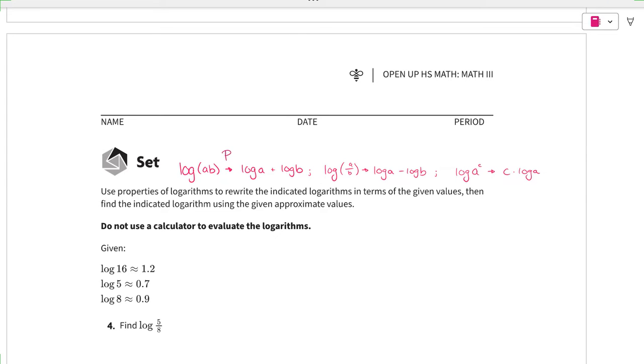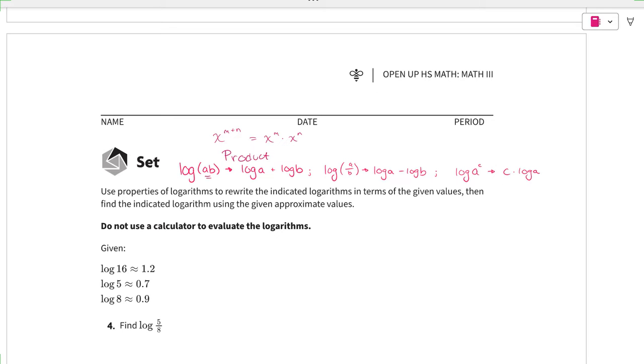So let's review our properties. We have the product property. So product, when we see a product inside a logarithm, we can separate those logs as two individual logs being added together. Right? These rules are very closely related to our exponent rules. If I have two terms in an exponent being added, I can actually do their bases as two separate bases being multiplied.